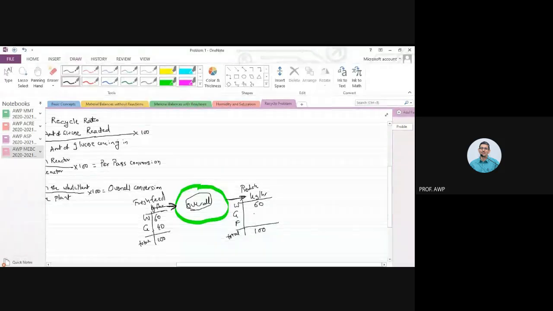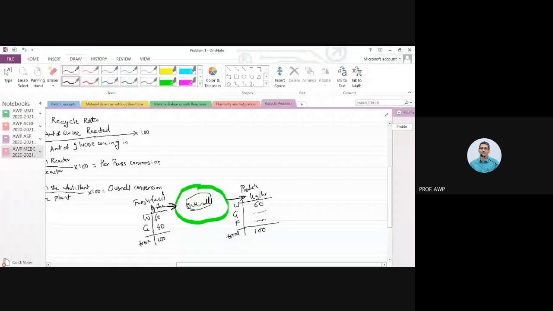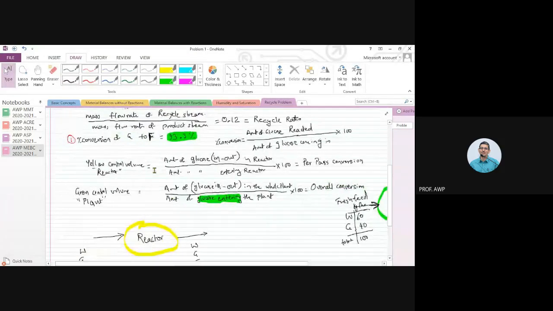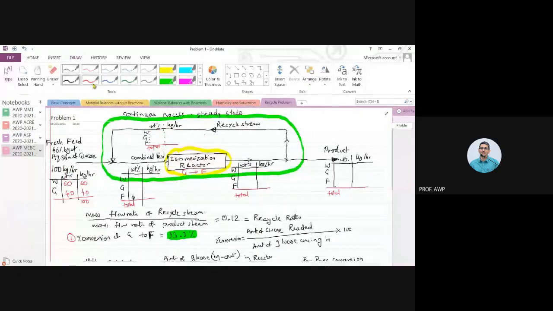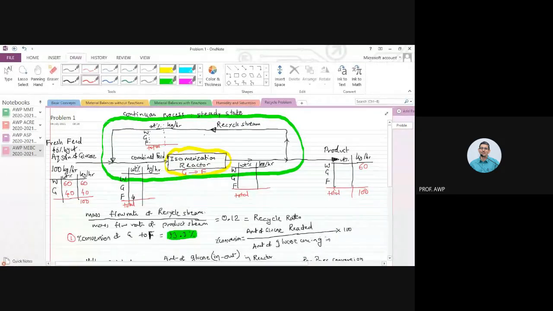Okay, but we can't say anything about glucose and we can't say anything about fructose, because glucose is getting converted to fructose. Glucose coming out in the product stream must be less than 40 kg per hour. Fructose coming out in the product stream must be more than 0 kg per hour, more than what is entering, right? So if you think about this green control volume, this total also must be 100 kg per hour, and water must be 60 kg per hour, right?